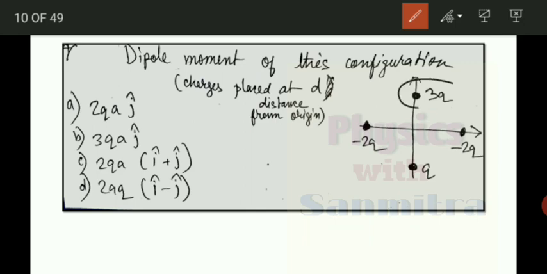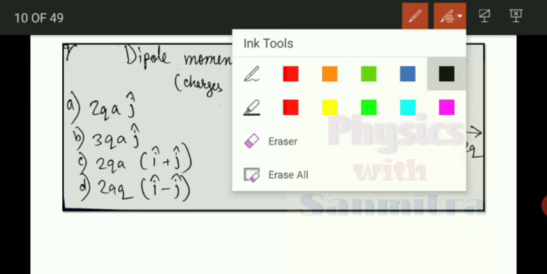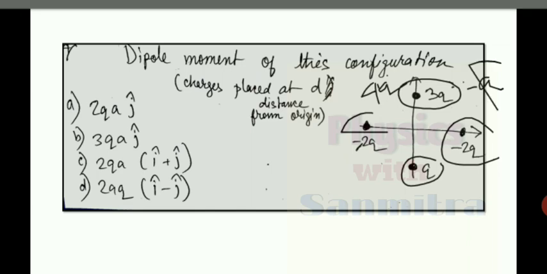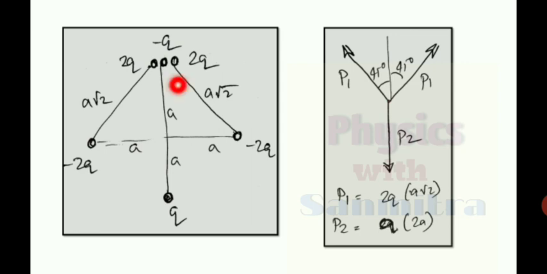Let's see this 3Q. Here is Q, so if I can make a dipole here, how will I make it? This 3Q, I can make one minus Q here. If I make minus Q, then 4Q should be remaining. 4Q minus 3Q is minus Q. This 4Q, I can take as 2Q and 2Q to balance these two. 2Q will pair with minus 2Q, 2Q will pair with minus 2Q, and minus Q will pair with Q. So I can resolve this 3Q into 2Q, 2Q and minus Q.